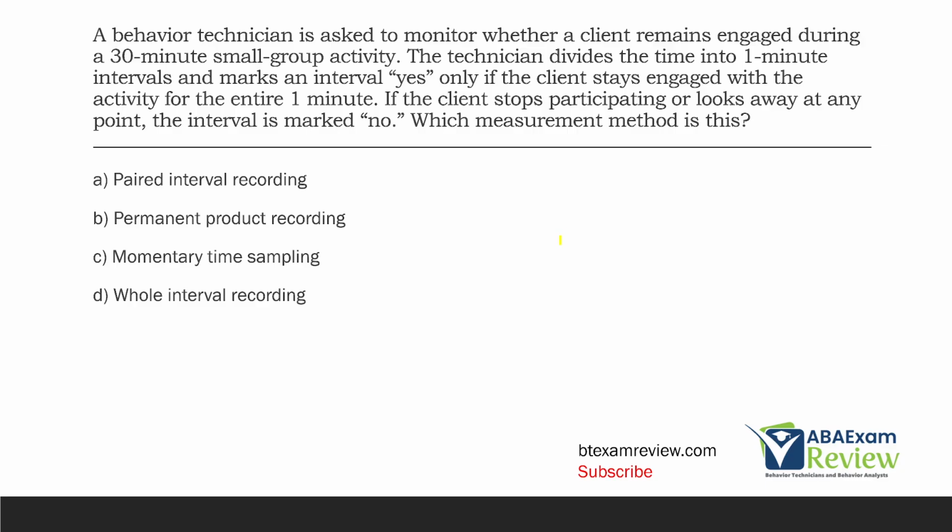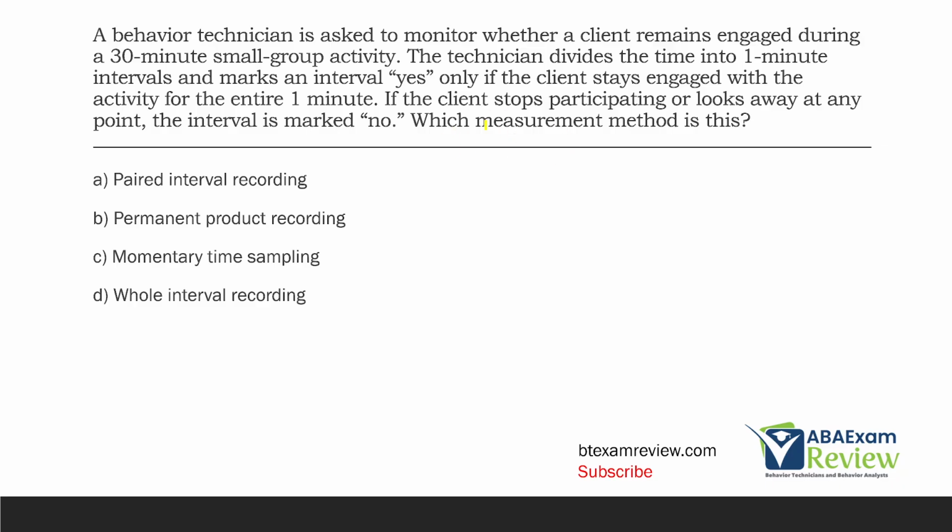A behavior technician is asked to monitor whether a client remains engaged during a 30-minute small group activity. The technician divides the time into 1-minute intervals and marks an interval yes only if the client stays engaged with the activity for the entire 1 minute. If the client stops participating and looks away at any point, the interval is marked no. Which measurement method is this?